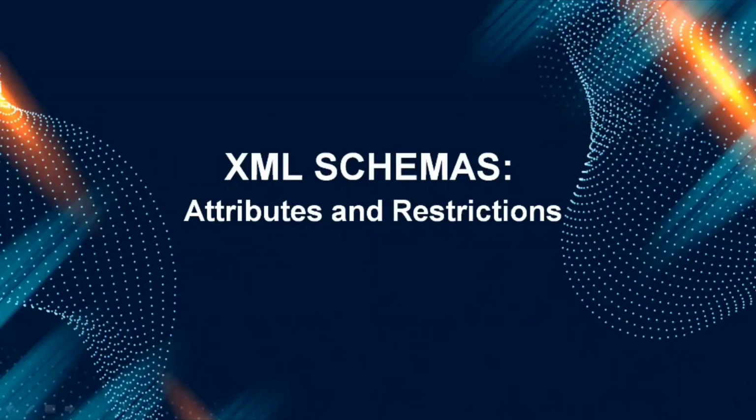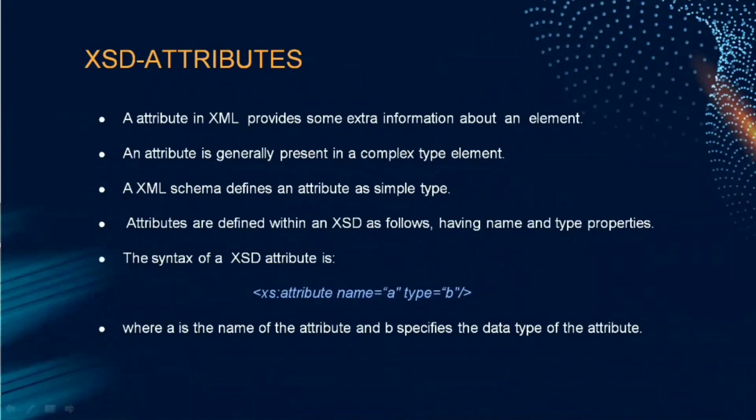Attributes and restrictions in XML schemas. Attributes in an XML schema. An attribute in XML provides some extra information about an element. For example, if we have an element in an XML document which is a string and it displays some message, an attribute can give information about what language that message is in or what type of message it is. So an attribute gives more precise information about an element and generally makes it easier for us to understand that particular element in an XML document.